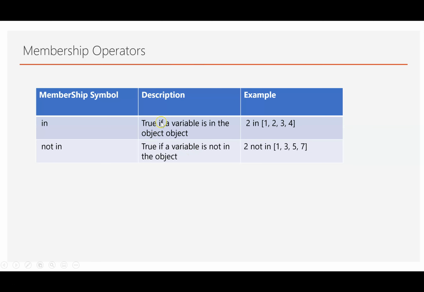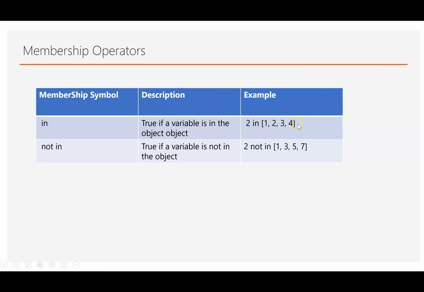The next one is the membership operators. So just like the name implies, membership operators are used to test if a sequence is present in an object. Okay, now you have two symbols representing membership operator. The first one is in and the next one is not in. So the in would give you true if that object or if that variable is in the object.